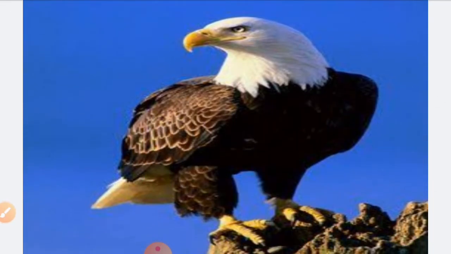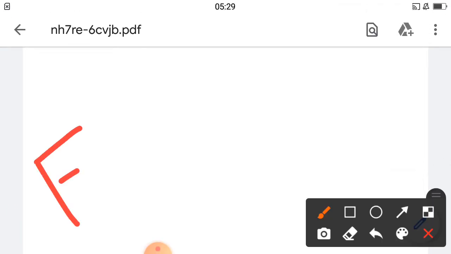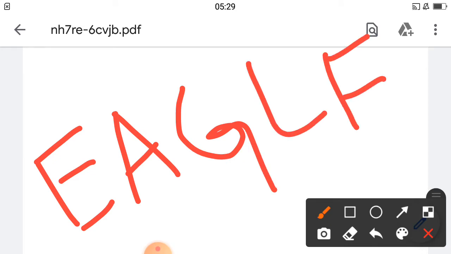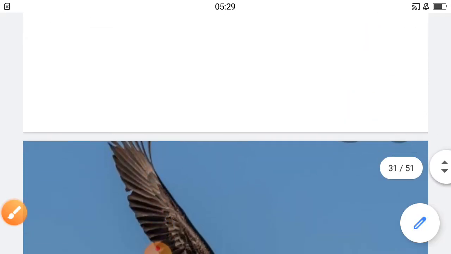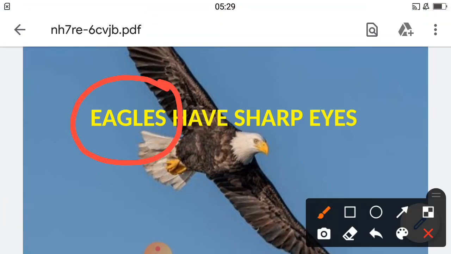This bird. Have you seen this bird? The name of this bird is eagle. E-A-G-L-E. Eagle. Eagles have sharp eyes. Please remember, eagles.